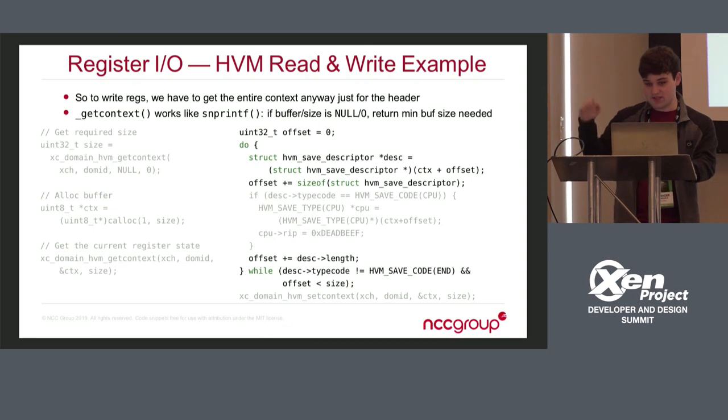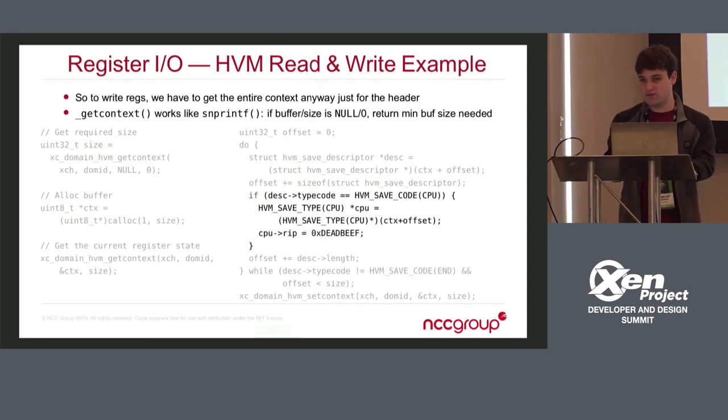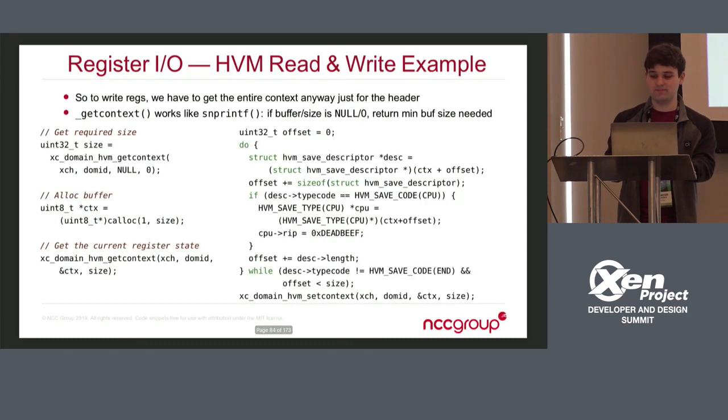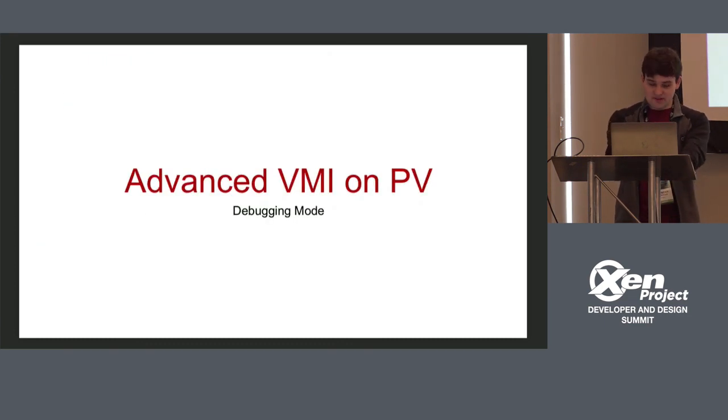Then you need to step over each descriptor in the buffer one by one until you find one with a type code of HVM save code CPU, meaning that the body data is referring to CPU register state. You cast the body of that to type HVM save type CPU pointer, and then there's your CPU data that you can modify the registers however you want. And then you pass the results back to HVM set context. So there's a little bit more boilerplate here, but basically it's the same sort of idea. Okay, we are now at GDBSX feature parity with modern VMI API features, so that's good.